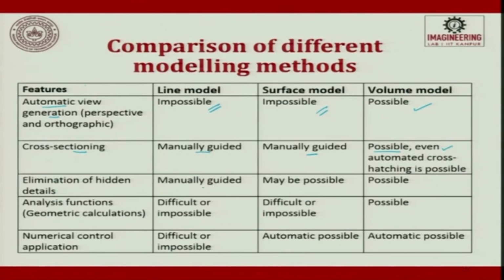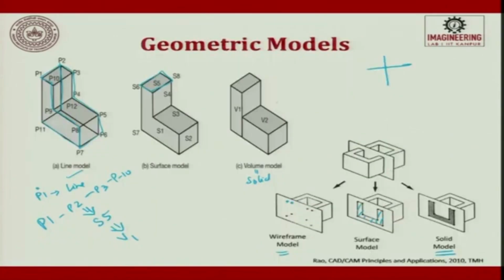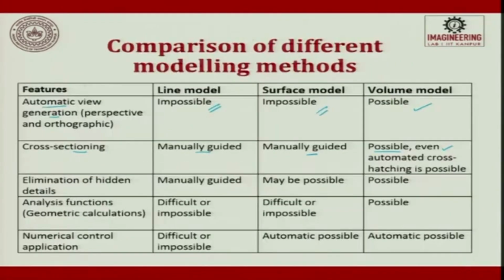Elimination of hidden details, it has to be done in line, manually done. Surface may be possible, in volume it is definitely possible. You look into it, here the hidden lines is seen, here if it is possible it can be seen, here it is not at all seen. Then analysis function, difficult or impossible to use, here it is possible for geometric calculation, mass, volume, inertia, whatever it is. Numerical control application, it is difficult, line model, surface model is possible, and in solid model it is definitely possible.